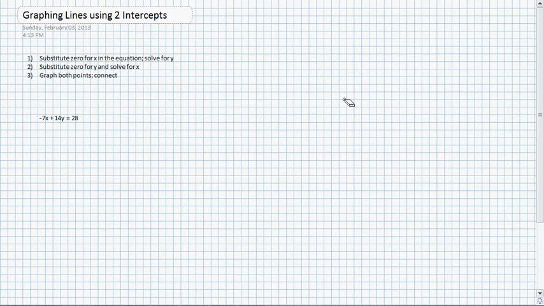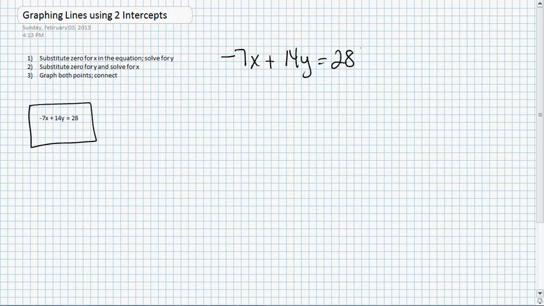Alright, so let's take a look at our equation. Negative 7x plus 14y equals 28. And I could go ahead and solve for y, but I'm not doing that here. I'm graphing lines using intercepts. So the first step is to find one of those intercepts, and I'll do that by substituting 0 for the x in the equation and then solving for y.